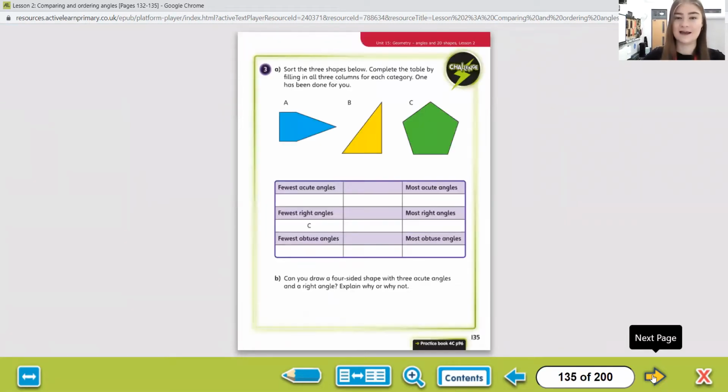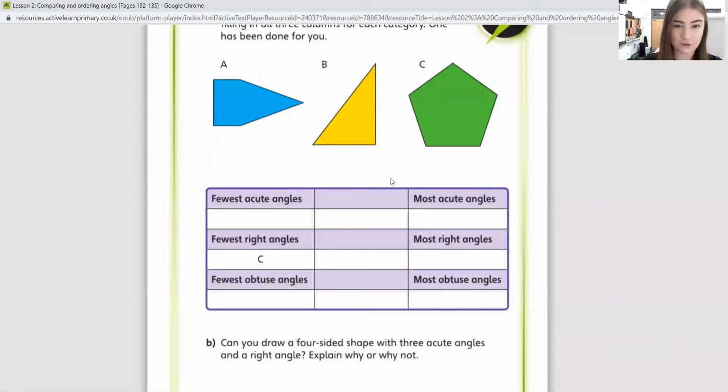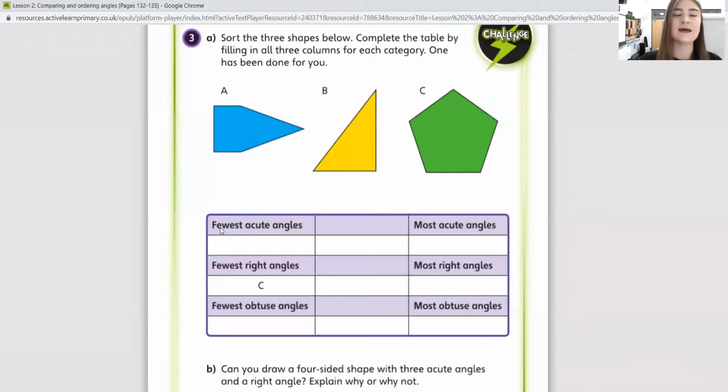Okay, and we finally have our challenge. So if I zoom in so we can see all of it clearly, our challenge is that we need to sort the three shapes below by completing the table, filling in all of the columns. So let's take a column at a time. Column number 1 wants you to decide which shape's got the fewest acute angles, which shape's got the most acute angles, and then the middle will be the other shape that's left over.